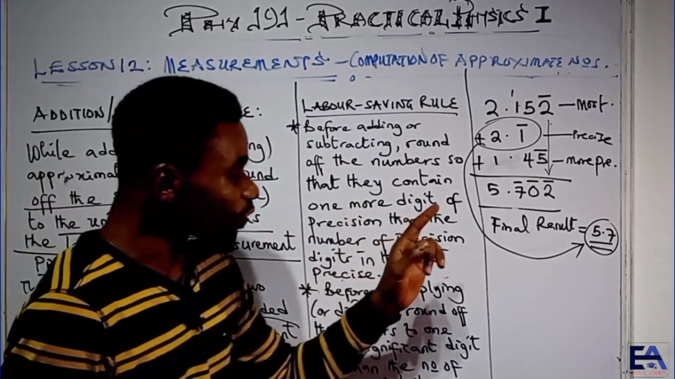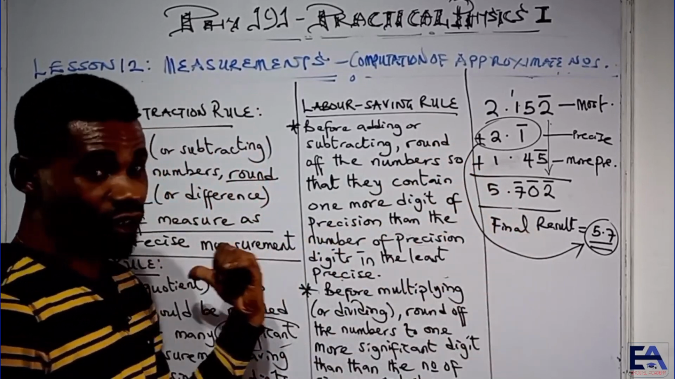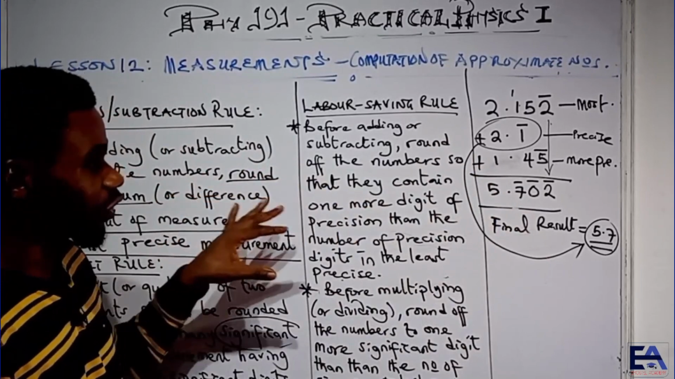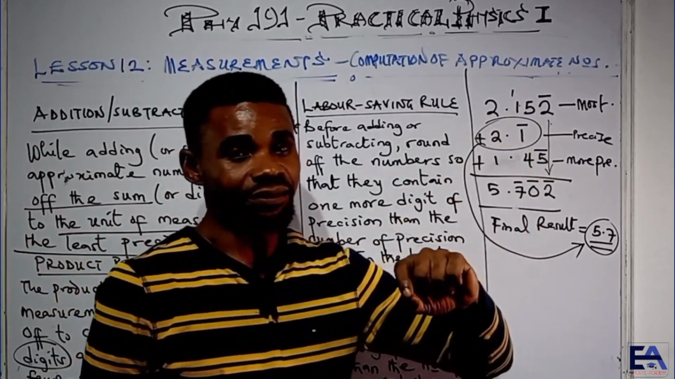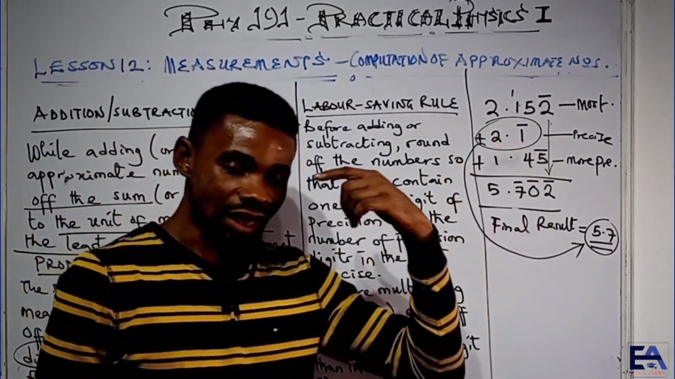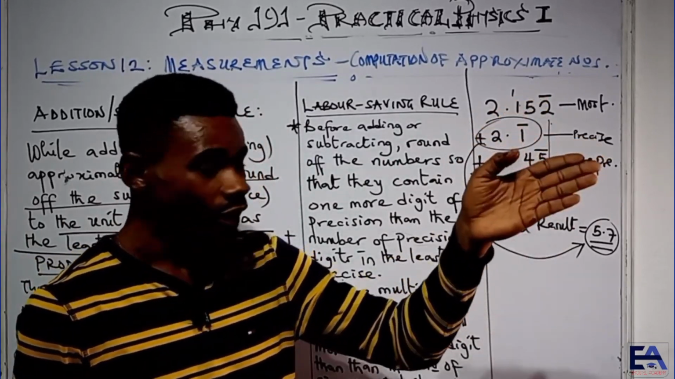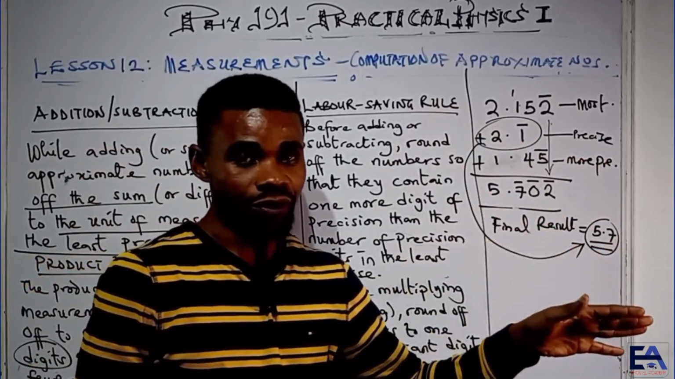All right? So your final answer, the one that is specific about significant digits is the one for multiplication and division. But for addition and subtraction, it's more specific about what? The unit of measure of the least precise measurement. So if the least precise measurement has maybe 0.01, your final answer too must have the unit of measure of 0.01. You get what I'm trying to say?